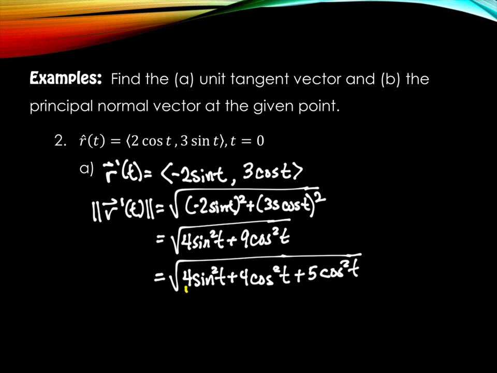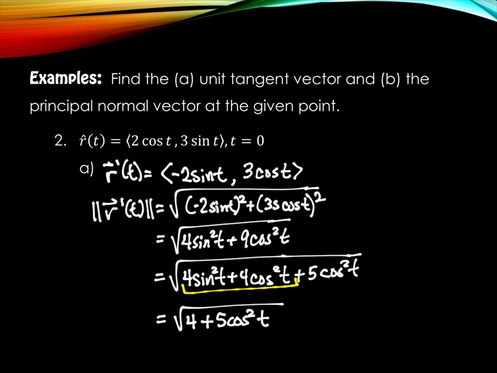And these two right here can combine, and they equal the number 4. Sine squared plus cosine squared equals 1, and then when I've got a 4 in front of both of them, they're going to equal 4. So this piece right here will become simply the square root of 4 plus 5 cosine squared t. And that is as good as it's going to get. There's not a nicer way to actually simplify or change this in any other form.